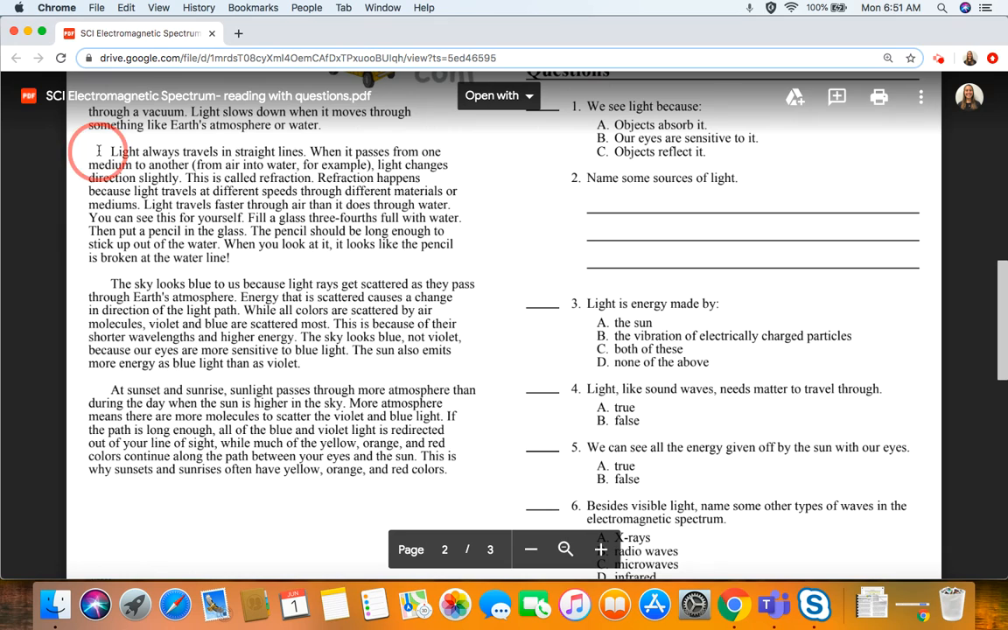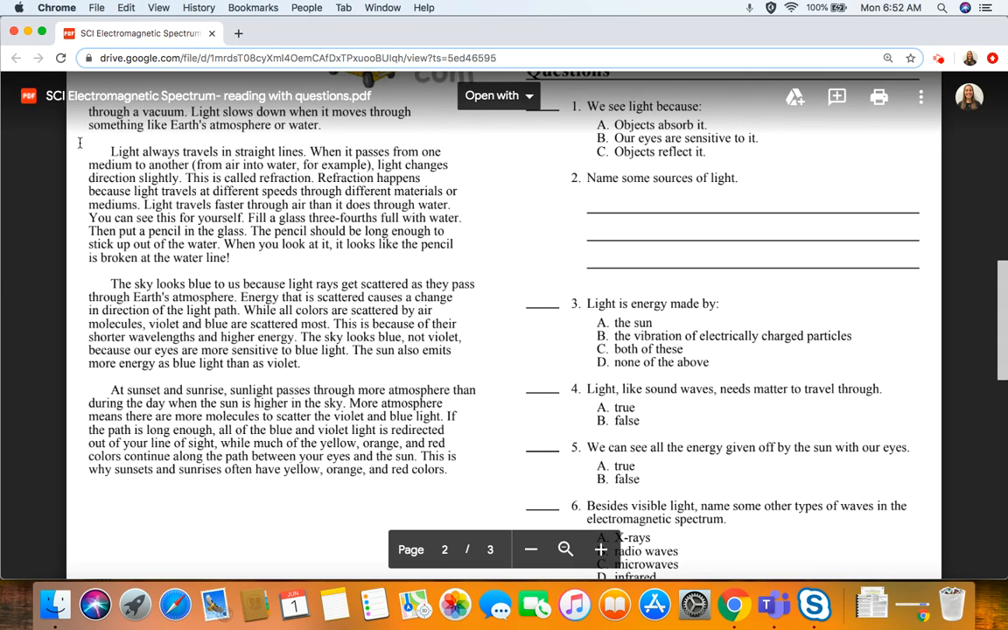Next paragraph. Light always travels in straight lines. When it passes from one medium to another, like from air into water, for example, light changes direction slightly. This is called refraction. Refraction happens because the light travels at different speeds through different materials or mediums. Light travels faster through air than it does through water.